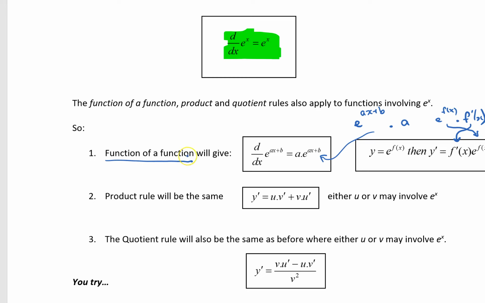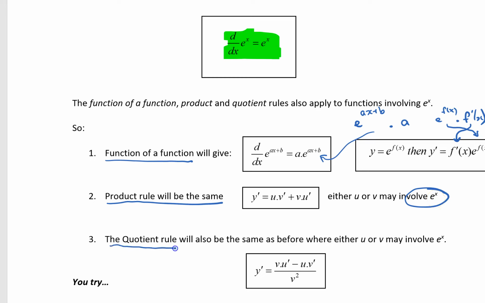And you saw that back with your previous rule for differentiating. The product rule remains. So anytime you've got a product of functions, and obviously one of these functions is going to be an e to the x, you must follow the product rule. So what was the product rule? Take the first function, multiply by the derivative of the second, plus the second function times the derivative of the first, where you can now expect one of these functions to involve an e to the x.